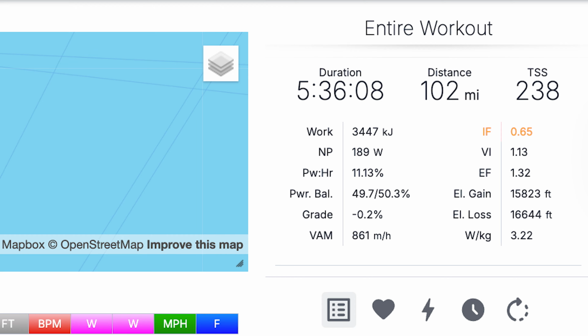The next one is IF, or intensity factor. This tells you how hard the ride was in relation to your FTP. It compares your normalized power to your FTP.